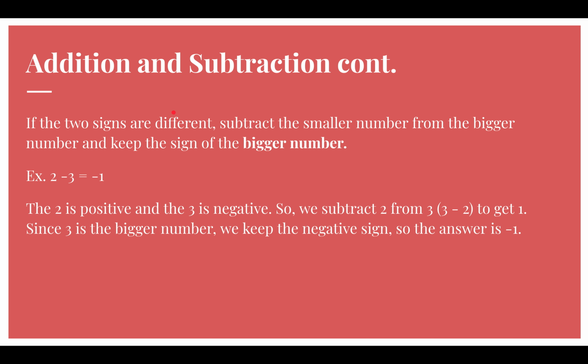If the two signs are different, we subtract the smaller number from the bigger number and we keep the sign of the bigger number. For example, 2 minus 3 is equal to -1 because the 2 is positive and the 3 is negative. So we subtract 2 from 3, which is 3 minus 2, and we get 1. And since 3 is the bigger number, we're going to keep the sign of the 3, which is negative. So our final answer is -1.